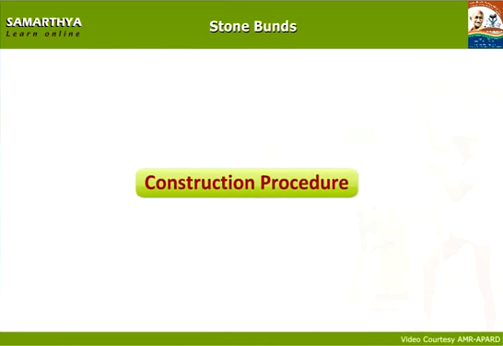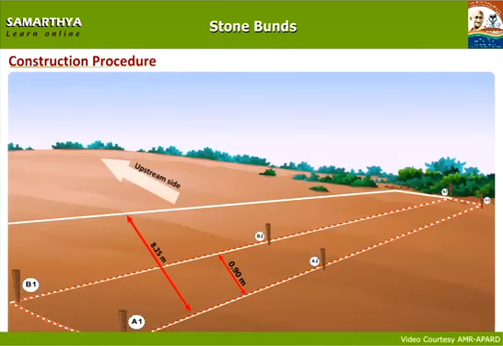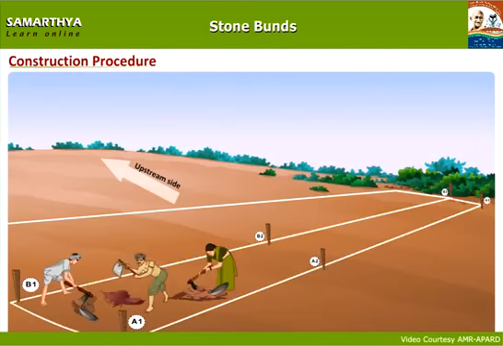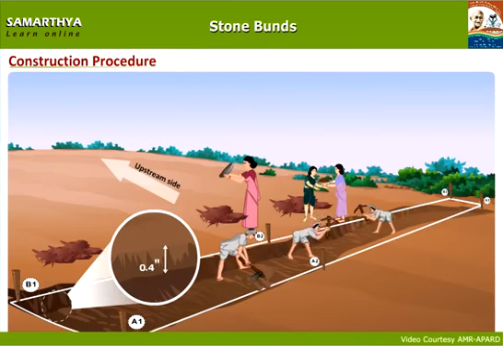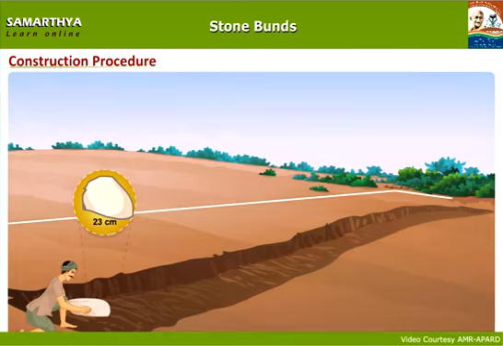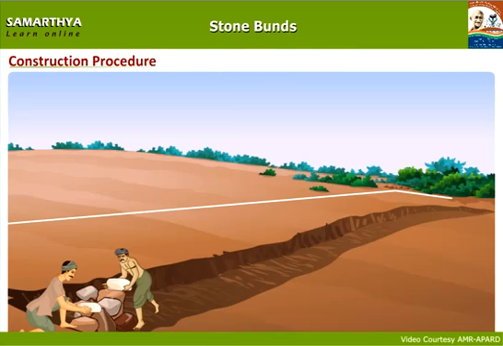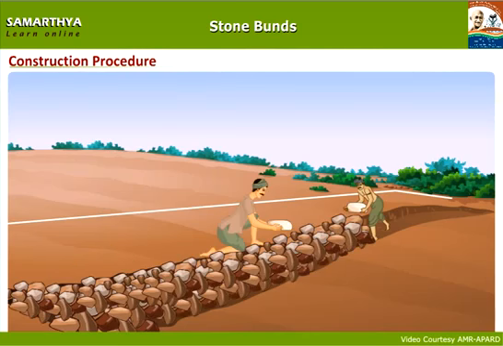Constructing a stone bund. First, dig up a 10 centimeter, 4 inch foundation between the two chalk-marked lines, and the excavated soil should be placed on the upper side of the foundation. Fill the pit with stones measuring 23 centimeters, 9 inches or 225 millimeters.